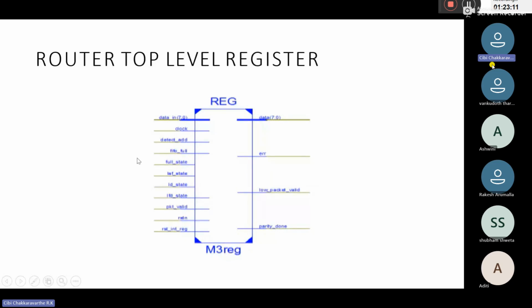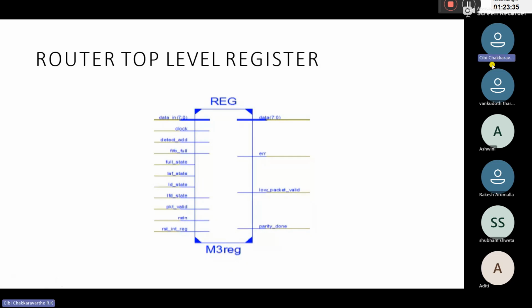And see this input side, we have 8-bit data, clock, detect address, we have FIFO full state, and then we have load after full state, we have load data state, we have load first data state, then we have packet valid and reset inside the register, that is reset int register, okay. These are the pin diagrams, okay.